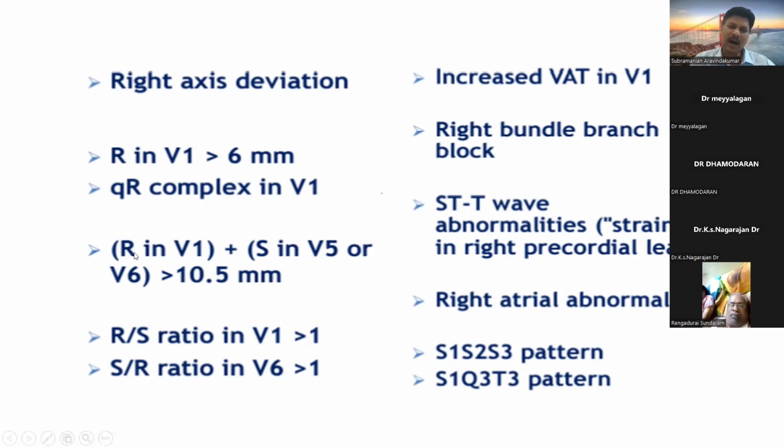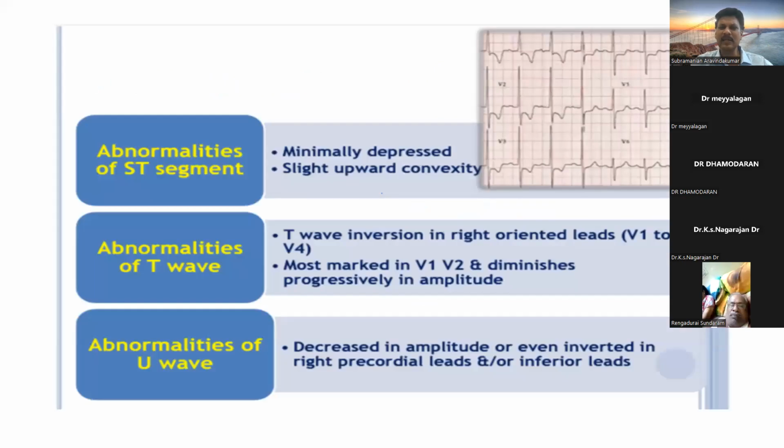Whereas here, the R wave in V1 plus the S wave in V5 or V6 is more than 10.5 millimeter. R is always larger than S in V1, so the ratio is greater than 1. Sometimes right bundle branch block may be there, secondary STT changes may be there, and right atrial enlargement may be there. If these are there, then we will call it right ventricular hypertrophy.